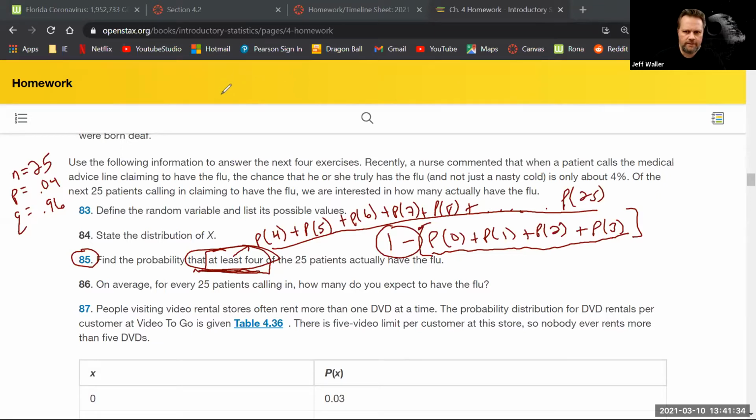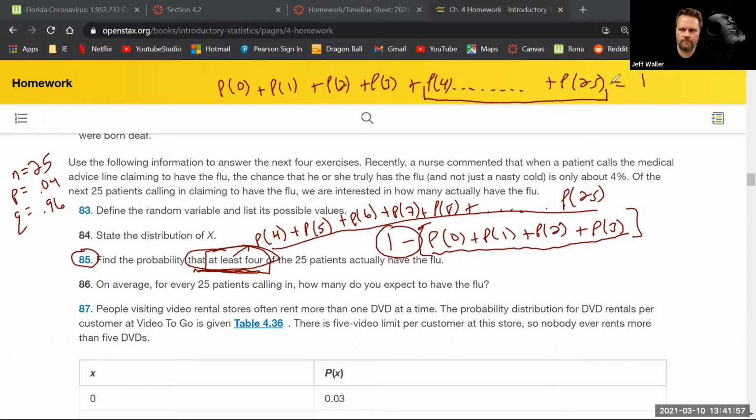Because I want you to get this. I did this once before. What's the probability of 0 plus the probability of 1 plus probability of 2 plus probability of 3 plus the probability of 4? Okay, Jeff. Plus the probability of 25. What's that got to equal? 1. Isn't this the question that's being asked? Right? At least 4? Isn't that the question?